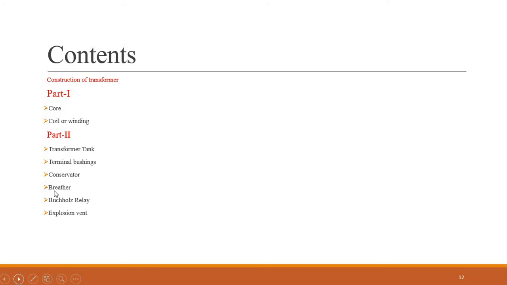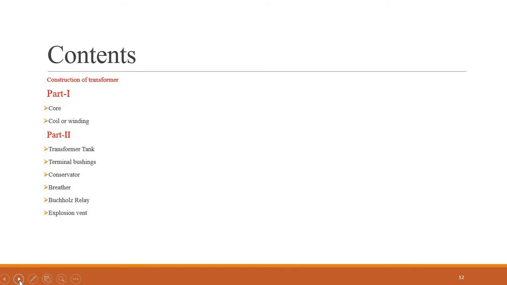So now the content of the next presentation is that we have to discuss the construction of the transformer. For that we have to see the core, then the coil or winding. Then in the second part we have to see the transformer tank, terminal bushing, conservator, breather, Buchholz relay, and explosion vent.